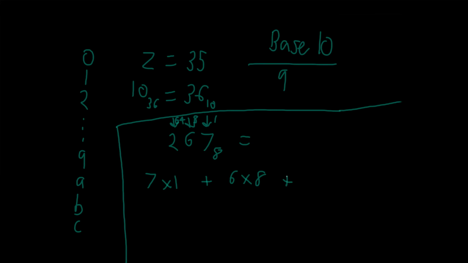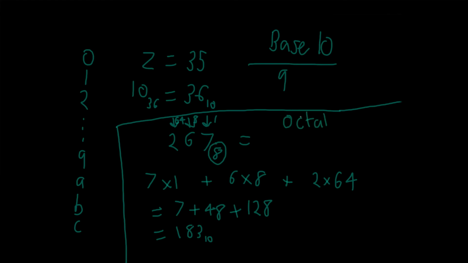And then, whoops, my pen's being funny. Plus 2 times 64. And so, oh gosh, my pen. Okay, and so you basically just put that in, that's it. 7 plus 48 plus 128. And so you end up with 183 in base 10. And you don't have to write 10 because that's implied. And that's it. This, by the way, base 8 is called octal, spelled O-C-T-A-L.